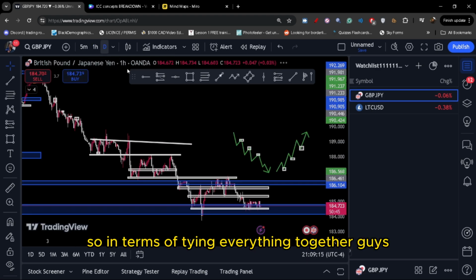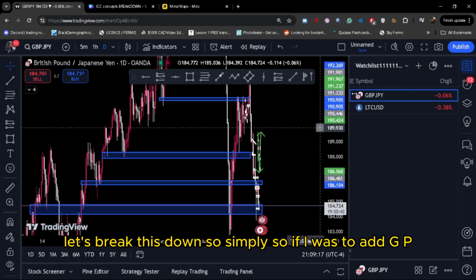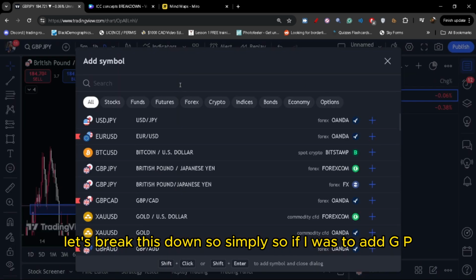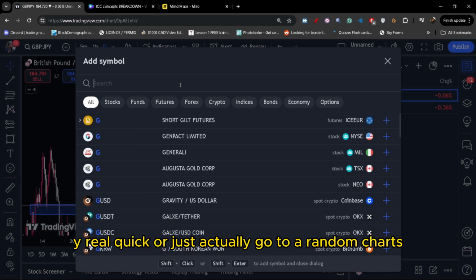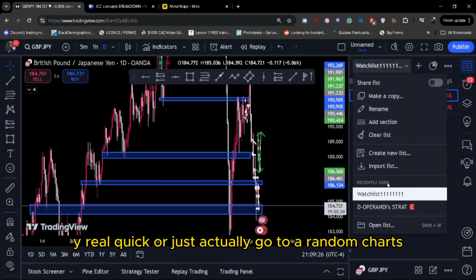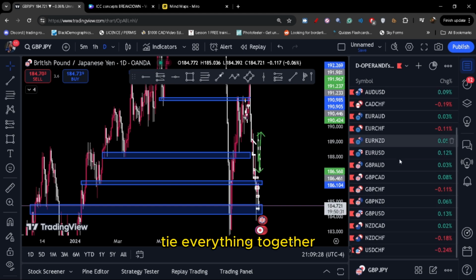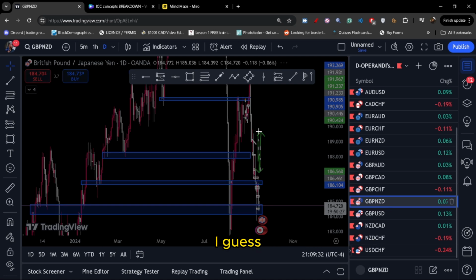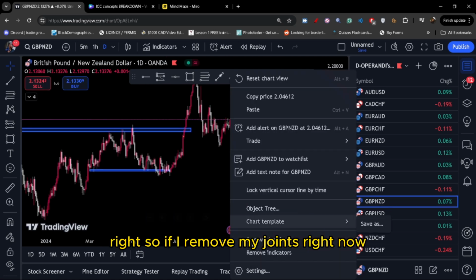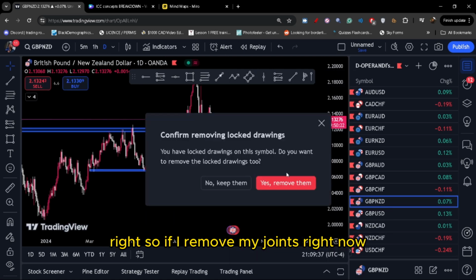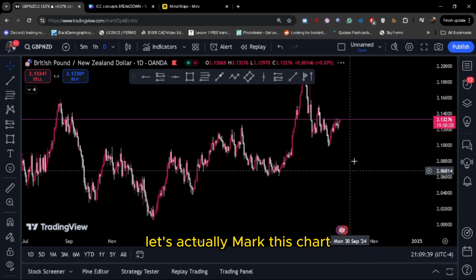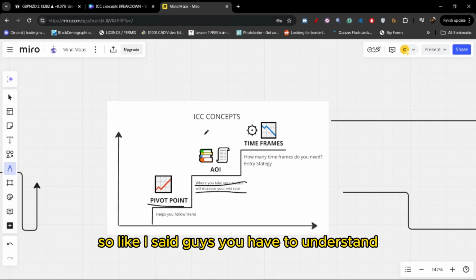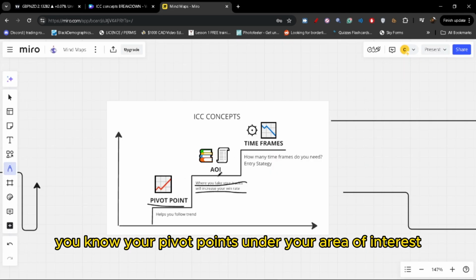So in terms of tying everything together, guys, let's break this down succinctly. If I was to add GBP real quick, or let's actually go to a random chart to tie everything together. So let's just go to GBP NZD, I guess, right? If I remove my joins, now let's actually mark this chart up and tie everything together. Like I said, guys, you have to understand your pivot points and then your area of interest.